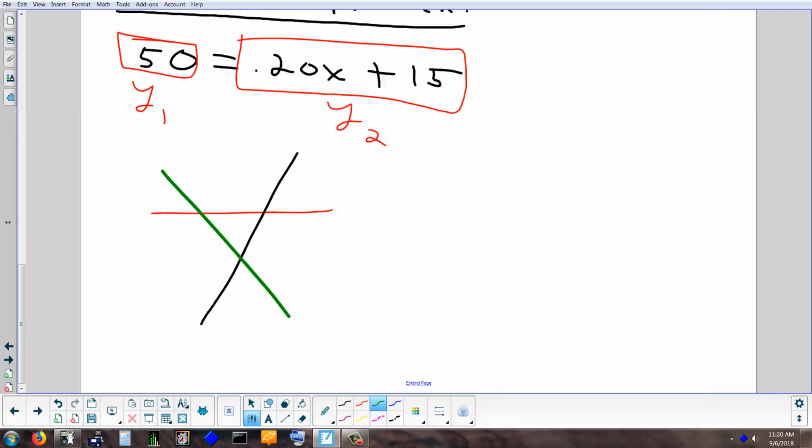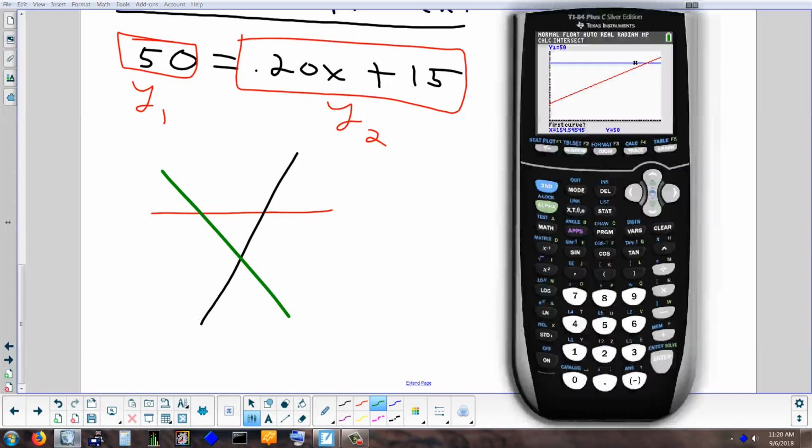So if this was on your screen, you'd have to tell the calculator, all right, I want to know where the red and the green cross, or maybe I want to know where the black and the red cross, or the black and the green. You got to tell the calculator which two lines you want to use. In our case, we want to use the blue and the red. It's only two on the screen.